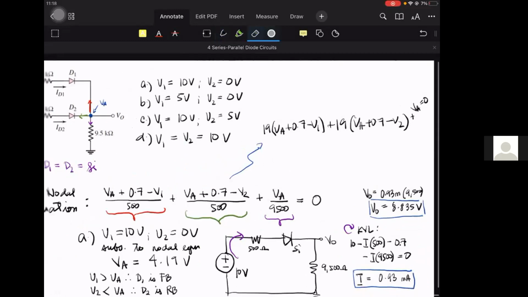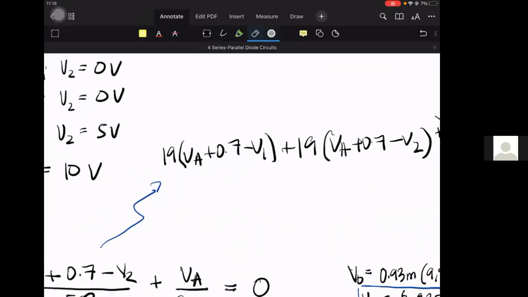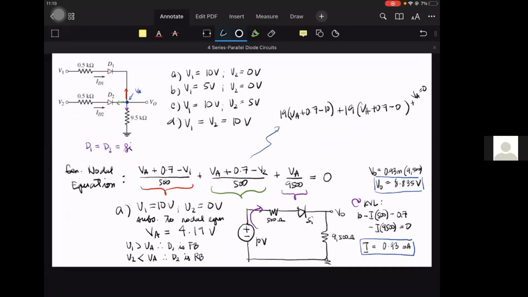Okay. 19x plus 0.7 minus V1, which is 10 in the previous case, minus 0. Okay. Any more questions?